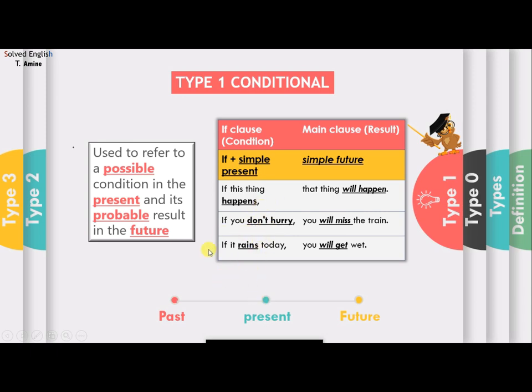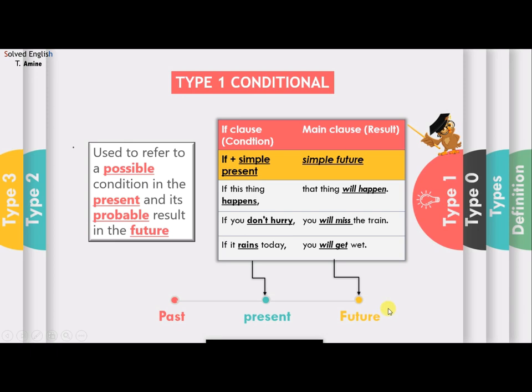That's why we used the simple present in the if clause and the simple future for the result clause, because we are talking about a possibility in the present and its probable result in the future. So, if you don't hurry, that's the possibility in the present. It is possible that you don't hurry, and the result in the future will be you will miss the train.